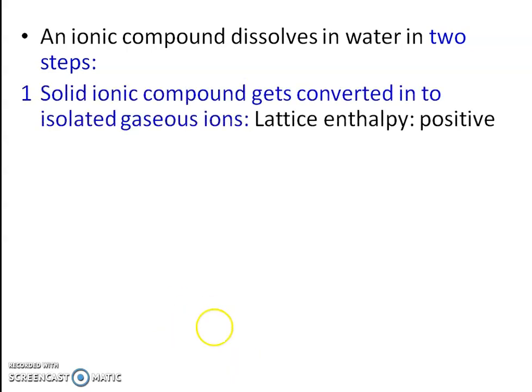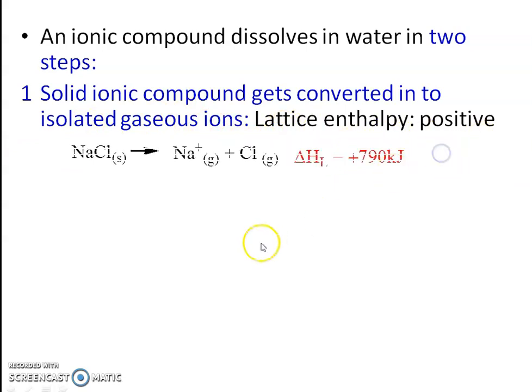So the first important step at the time of formation of solution is that the solid ionic compound gets converted into isolated gaseous ions, and whatever enthalpy change is associated with this process is the lattice enthalpy, and it is always positive. For sodium chloride, when 1 mole of solid sodium chloride gets converted into isolated gaseous cations and anions, whatever energy is required is the lattice enthalpy, and for NaCl it is plus 790 kilojoule per mole.